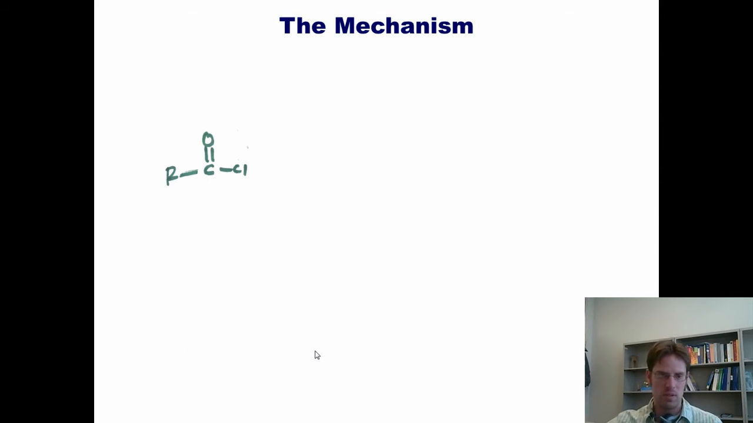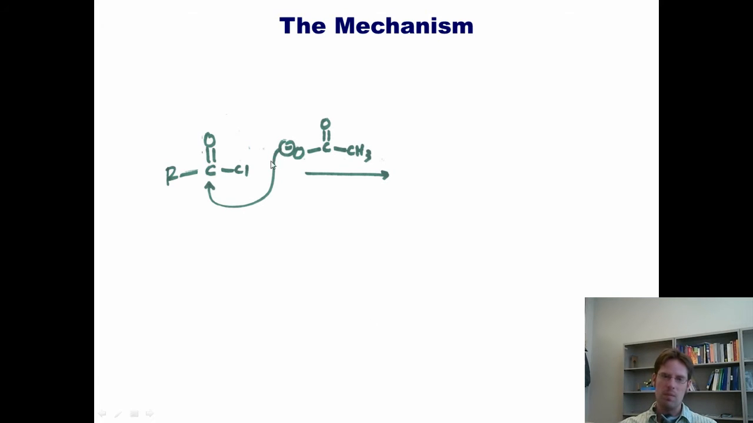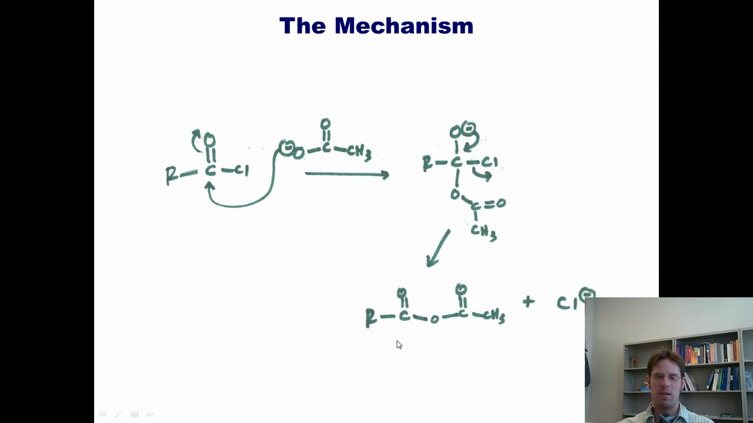Let's look at the first one. I have my acid chloride. My acetate anion comes into that carbonyl carbon, pushes the electrons up onto that oxygen, giving me this tetrahedral intermediate. The negative charge then comes down, closes like a door to form a double bond, and kicks off the chloride leaving group. This gives me my final product, which is an acid anhydride, and my chloride leaving group as a byproduct.